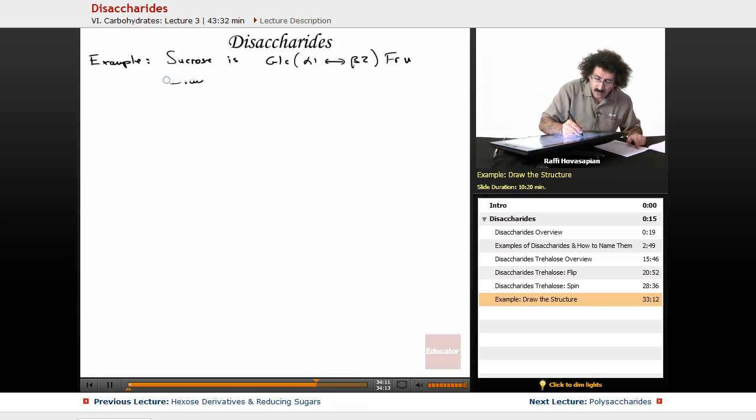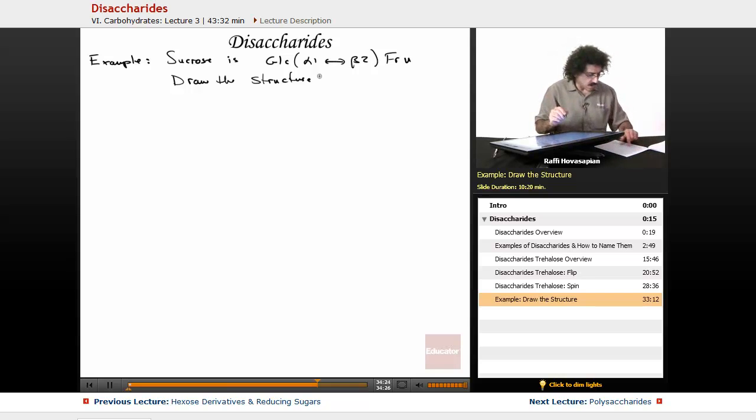So in this particular case, we haven't given you a structure. What we've done is give you the name in shortened form, and we want you to draw the structure. Draw the structure. Very, very typical question on an exam.